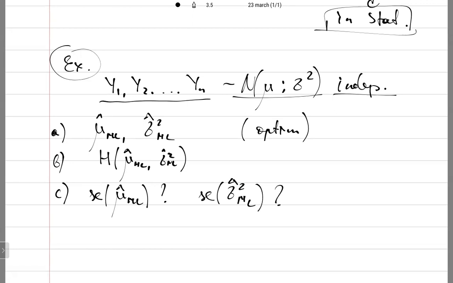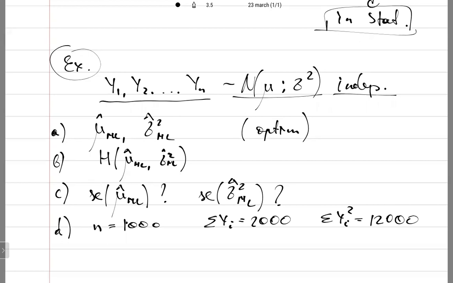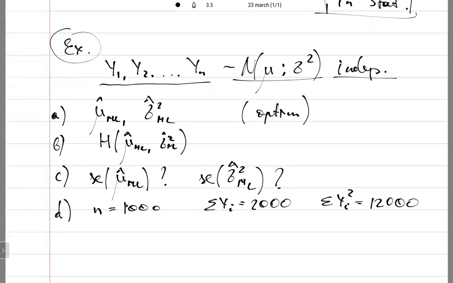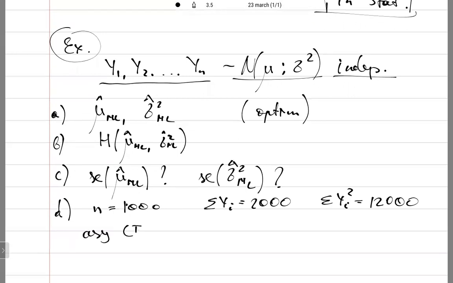And then let's pretend that we have a lot of observations. Let's pretend that n is 1,000 or 2,000, let's say 1,000. We have sum of y equal to, I don't care, 2,000. Sum of y squared will be like 12,000, that is sufficient. Okay, and my question is to provide asymptotic confidence interval for mu, asymptotic confidence interval for sigma squared. Let's say the confidence level 95%.